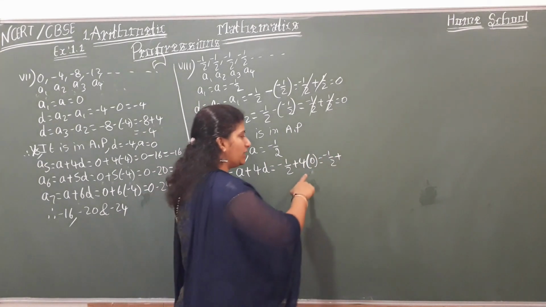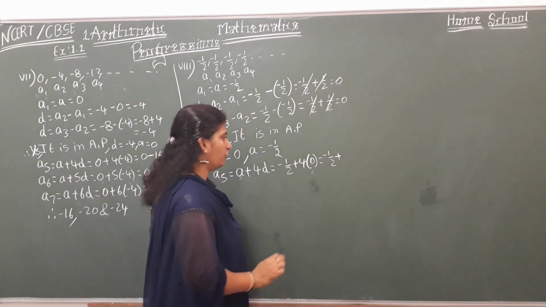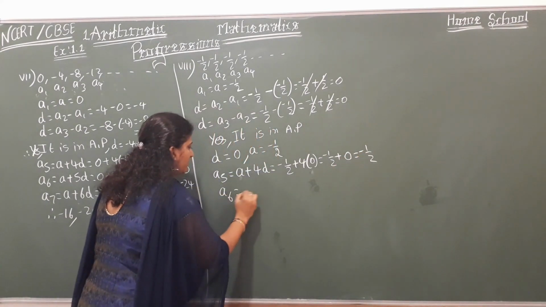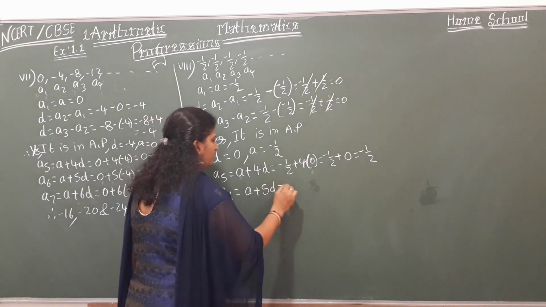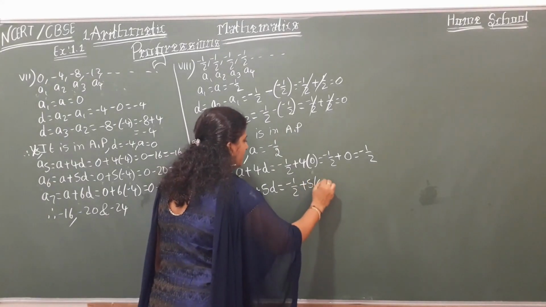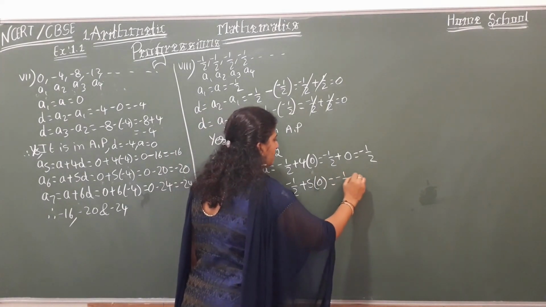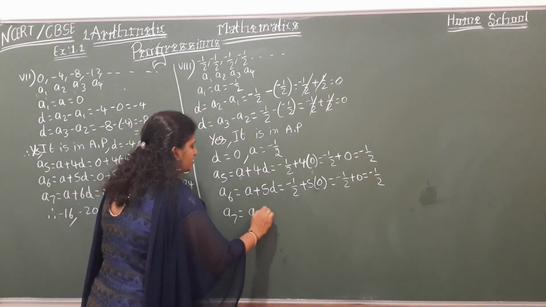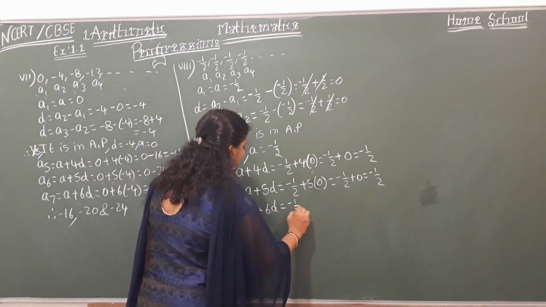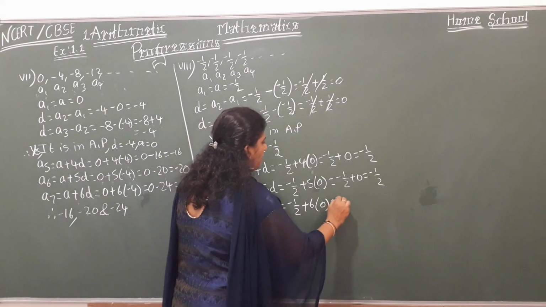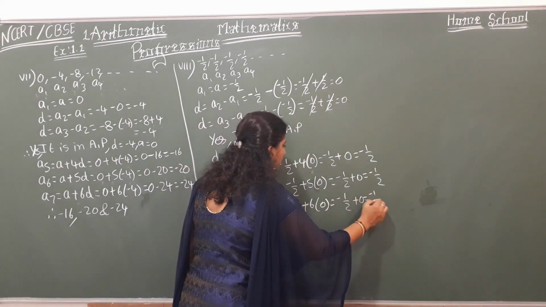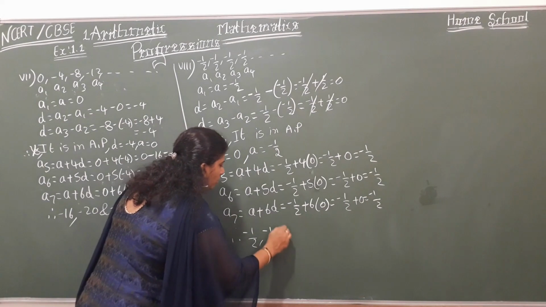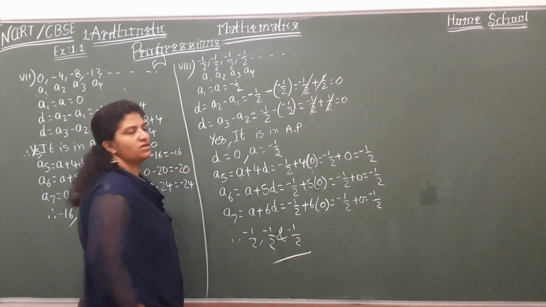Most of the people will make this mistake in the exam. 4 into 0, they'll write 4. A6 value minus 1 by 2 plus 5 into 0. Minus 1 by 2 plus 0 is minus 1 by 2. A7 general form is A plus 6D. Minus 1 by 2 plus 6 into 0, minus 1 by 2 plus 0, is equal to minus 1 by 2. Therefore, the next three terms are minus 1 by 2, minus 1 by 2 and minus 1 by 2.